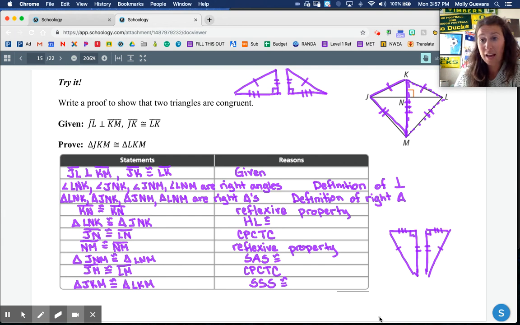But it does have to prove what you're trying to prove. And in this case, I was trying to prove that JKM was congruent to LKM. And I did that. There are other ways that you can do that, other than what I did. And I'm sure next time I do this problem, I could even do it in a different way. So just know that there's not one exact answer here, as long as you prove what you're trying to prove.